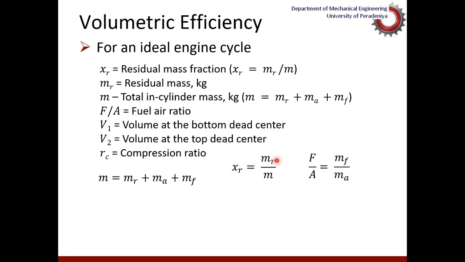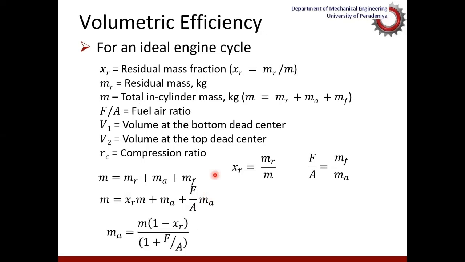values for MR and MF using these two relationships, this will be modified to XR times M plus MA plus F over A times MA. So this is the residual mass, the residual mass fraction times the total mass, and the mass of fuel is represented in the form of the mass of air using the fuel-air ratio. If you take M to one side and MA to the other side, we get a relationship for MA, which is M times 1 minus XR, the residual mass fraction, divided by 1 plus F over A, the fuel-air ratio.